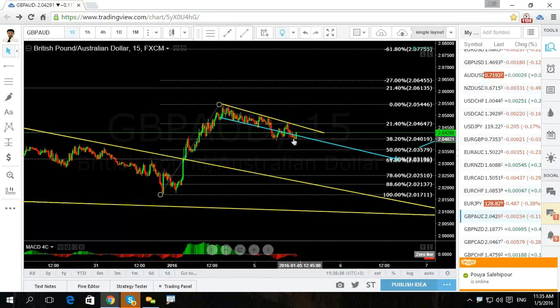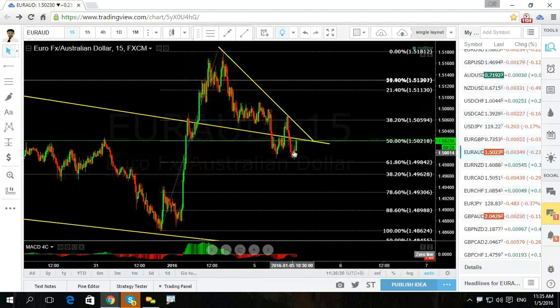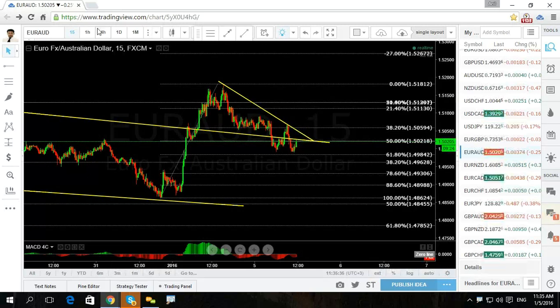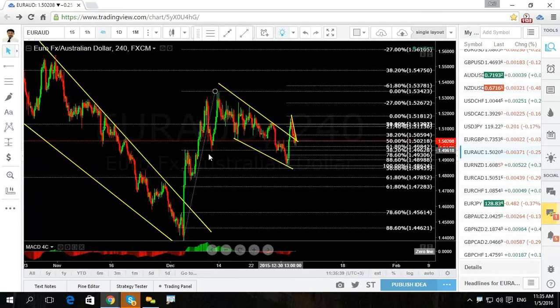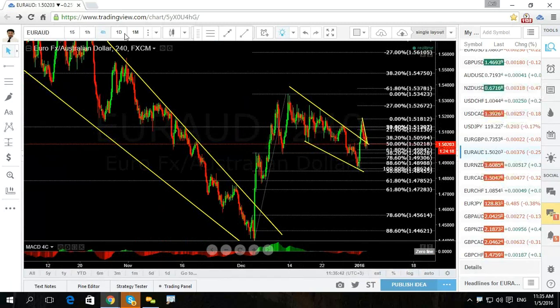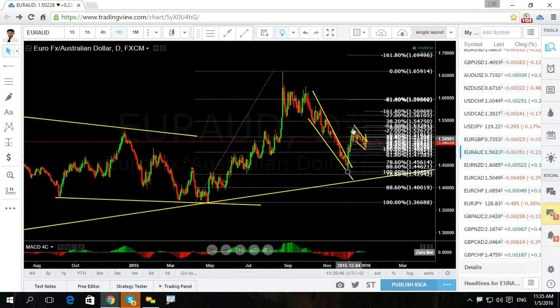So watch this. These are the good setups. This is a perfect setup. This is a very good setup. Euro Oz, Pang Oz, very good setup. Those are the ones you want to trade because they've already broken out of the bigger corrective structure. They've broken out of the daily corrective structure. This breakout is a daily breakout.